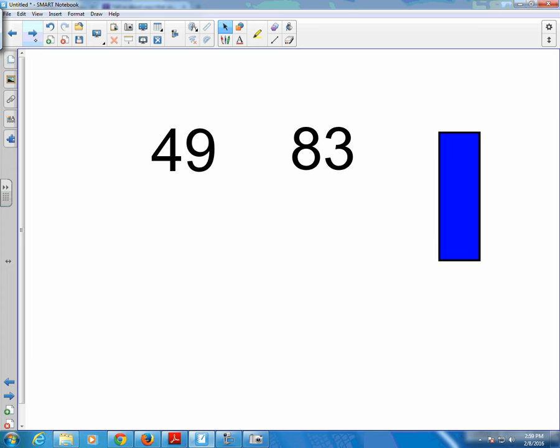I'm back with lesson 9.7 in the Go Math book, and this lesson deals with comparing decimals. And we compare decimals the same way that we compare regular numbers. The best way will be to put one number right under the other one.